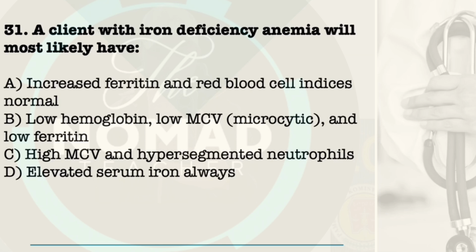31. A client with iron deficiency anemia will most likely have A. Increased ferritin and red blood cell indices normal. B. Low hemoglobin, low MCV, microcytic, and low ferritin. C. High MCV and hypersegmented neutrophils. D. Elevated serum iron always.